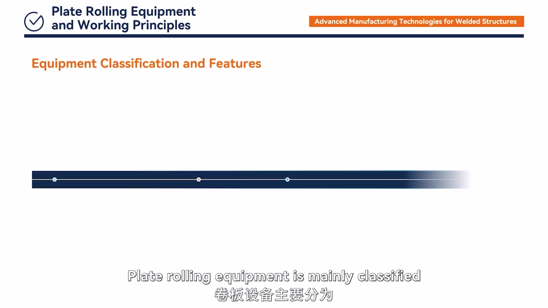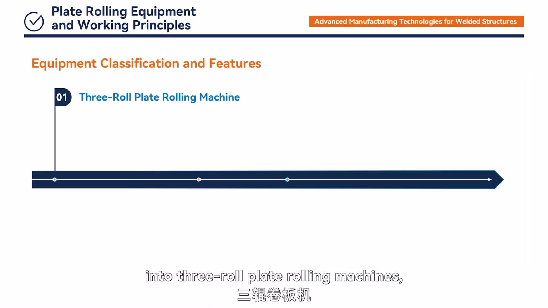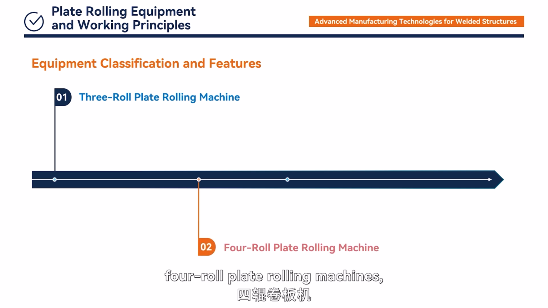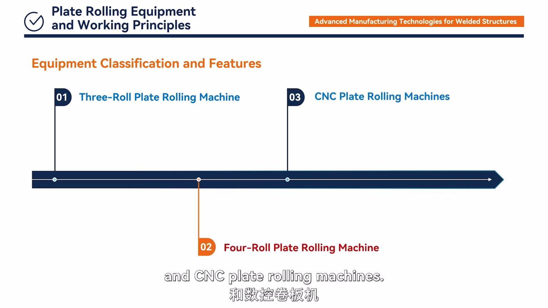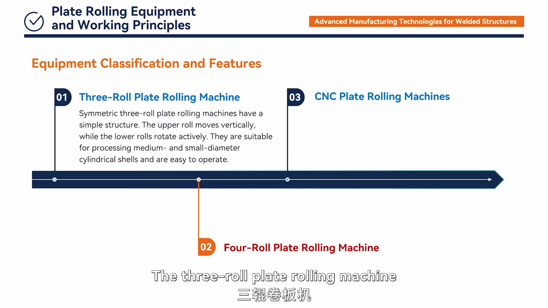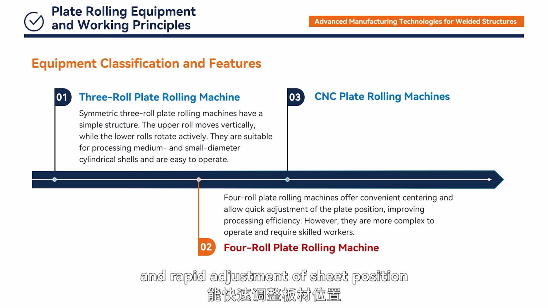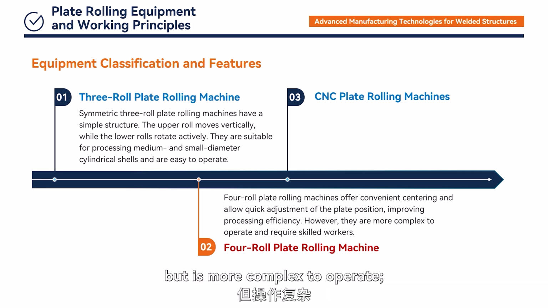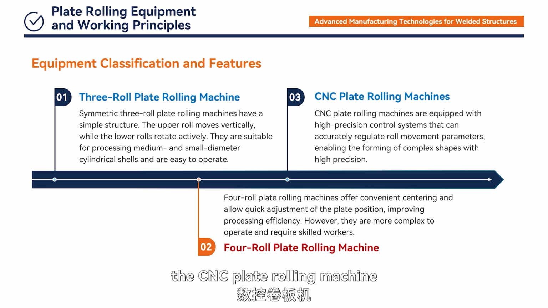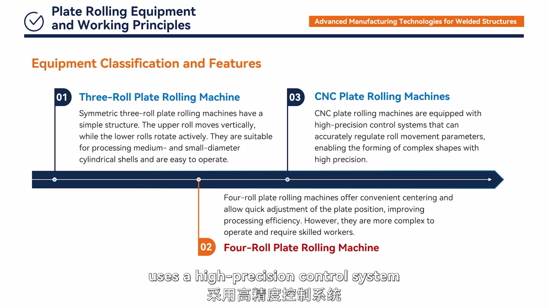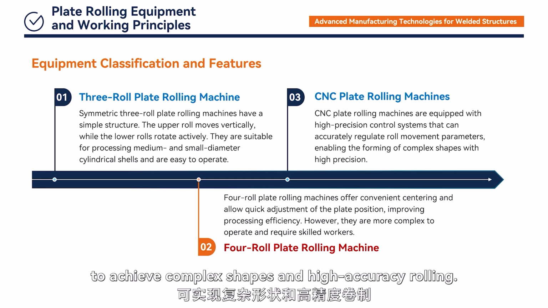Plate rolling equipment is mainly classified into 3-roll plate rolling machines, 4-roll plate rolling machines, and CNC plate rolling machines. The 3-roll plate rolling machine has a simple structure and is suitable for processing medium and small diameter shells. The 4-roll plate rolling machine offers convenient centering and rapid adjustment of sheet position but is more complex to operate. The CNC plate rolling machine uses a high-precision control system to achieve complex shapes and high-accuracy rolling.